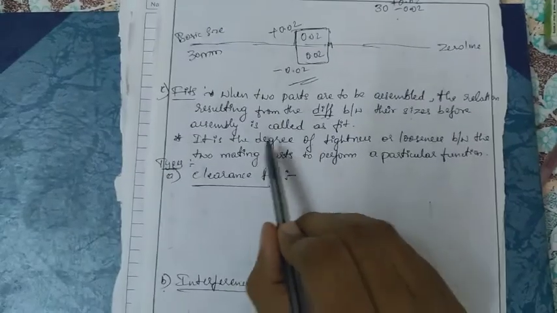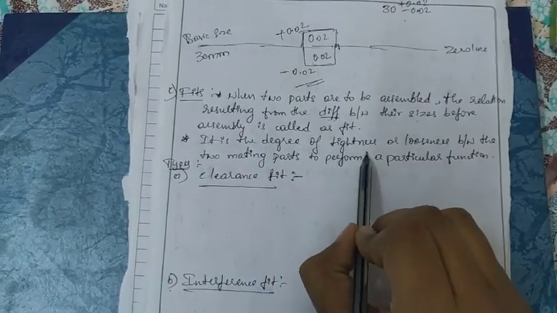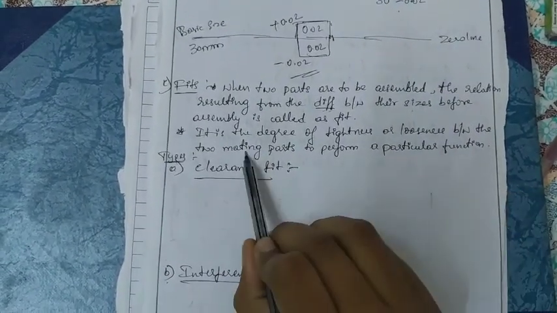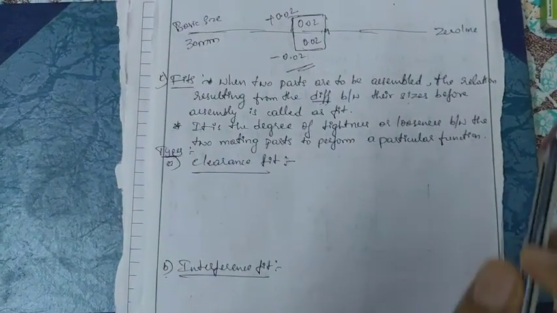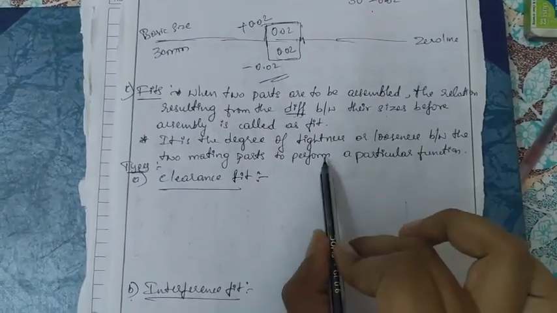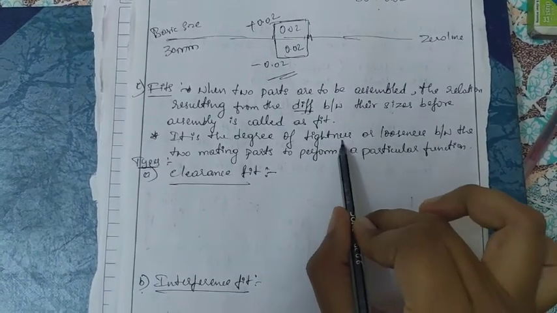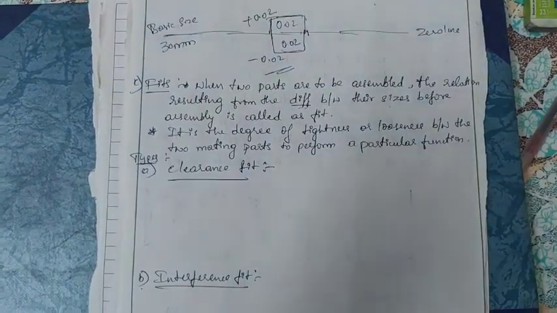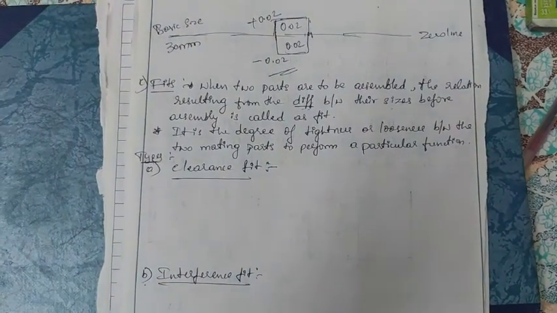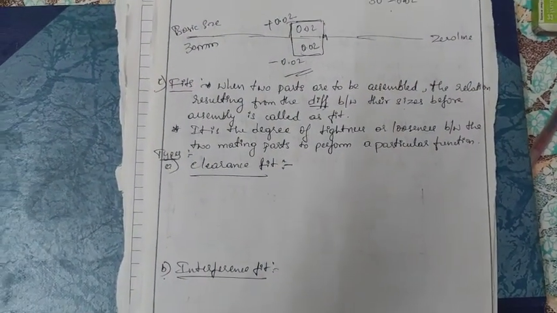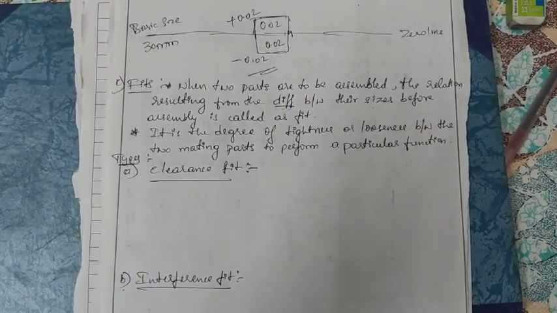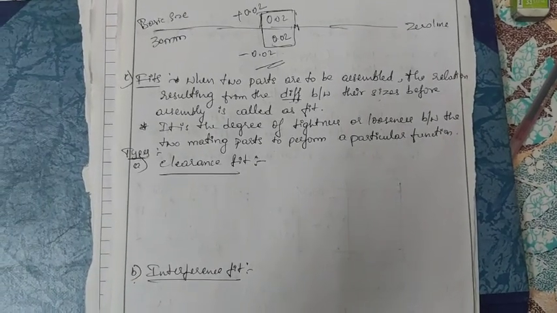Fit. It is a degree of tightness or looseness between the two mating parts to perform a particular function. To perform a particular function, the two mating parts have to have a degree of tightness or looseness between them. That concept we can call a fit.